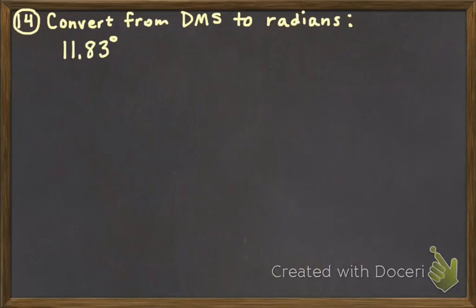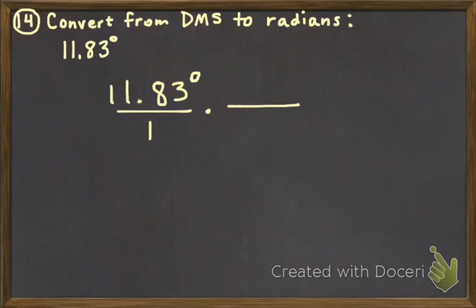On number 14, we are to convert from DMS to radians. So this is where we use our conversion factor. So we're going to multiply 11.83. We'll go ahead and put that over 1 because our conversion factor is a ratio. And since this is degrees, and this is the easy way to remember the conversion factor, it's always either pi over 180 or 180 over pi.